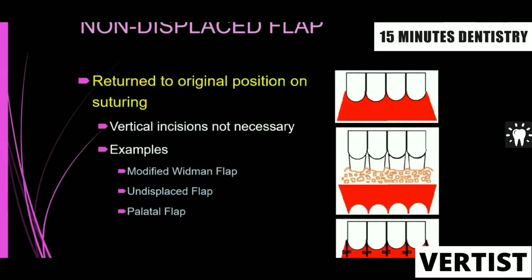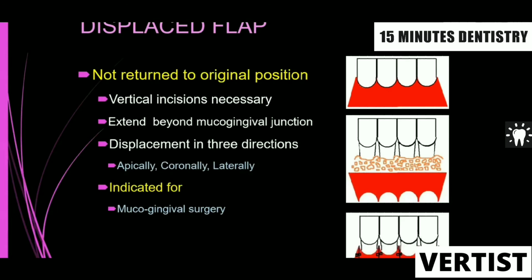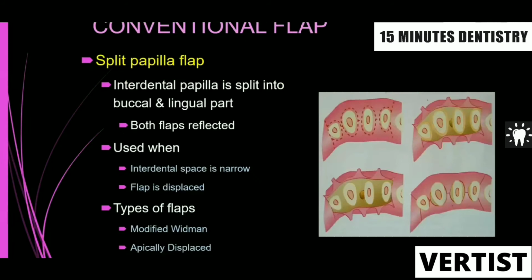Whereas a non-displaced flap is returned to the original position on suturing. So vertical incisions are not required. Examples are modified Widman flap, undisplaced flap and palatal flaps. For the displaced flap, you have to give the vertical incision because we need to return it to the original position, which extends beyond the mucogingival junction. Displacement is done in 3 directions: apically, coronally and laterally, and it is indicated for mucogingival surgery.